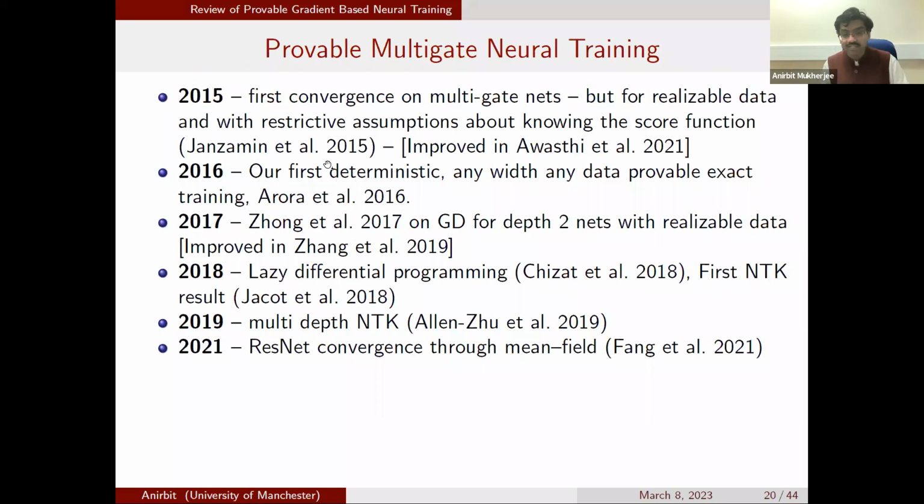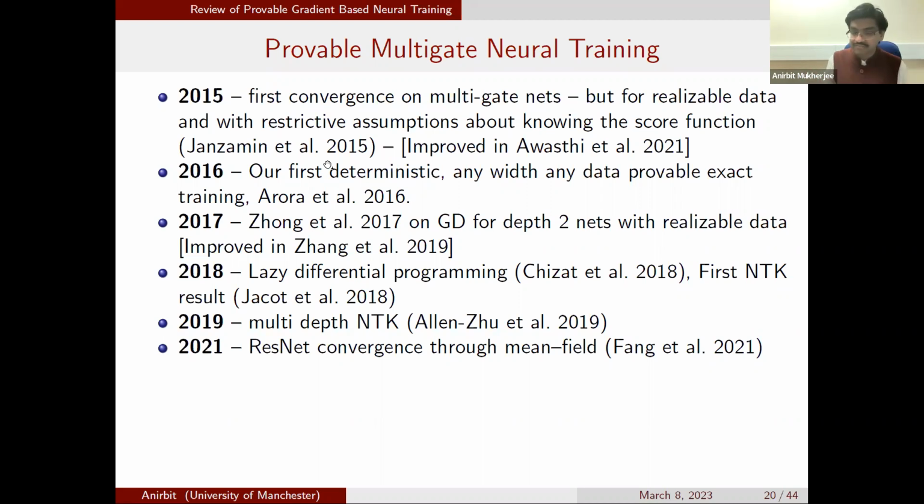And let me give a summary of some of the best results in the field, what has been done so far. So 2015 was when the first convergence results appeared. It was for realizable data with restrictive assumptions. The score function had to be known. This was Janzamin et al., 2015. This result has been recently improved in a paper by Awasthi et al. in 2021. 2016 is when we gave the first deterministic any width, any data provable exact convergence.